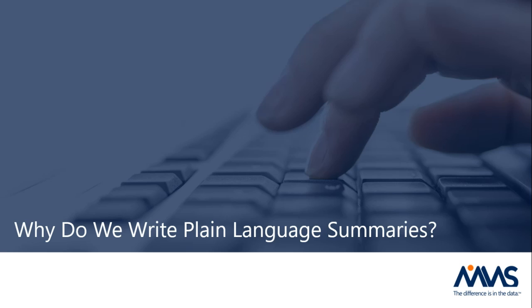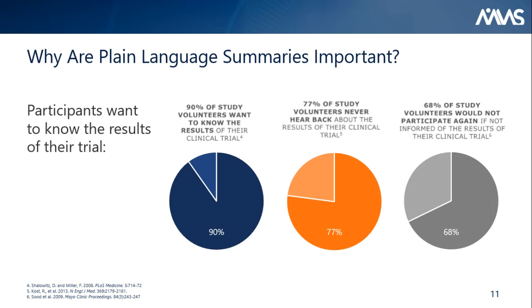Okay, so why do we write plain language summaries, and why are they so important? So of course we write plain language summaries and make them publicly available to trial participants because the regulations will eventually mandate that we do so. But a lot of sponsor companies are taking a more proactive, comprehensive approach to transparency because the patients themselves have really pushed them to do so.